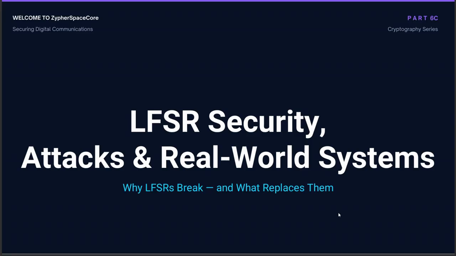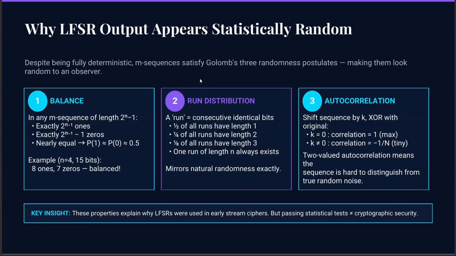So naturally an important question comes. If LFSRs look random, then why are they considered insecure in modern cryptography? This is exactly what we will study in this episode. So let's begin. Now let us first understand why an LFSR sequence appears random.